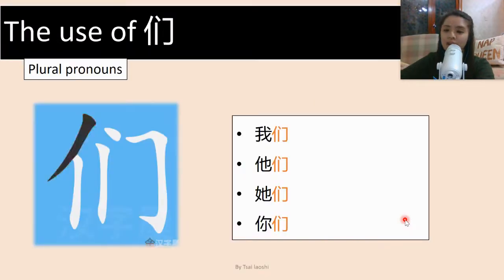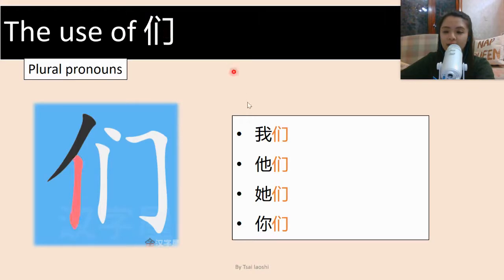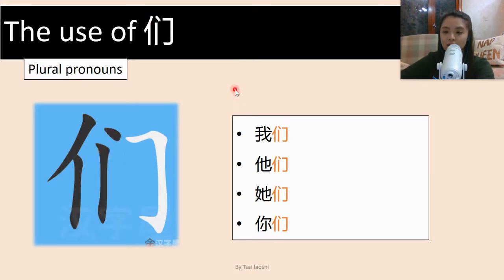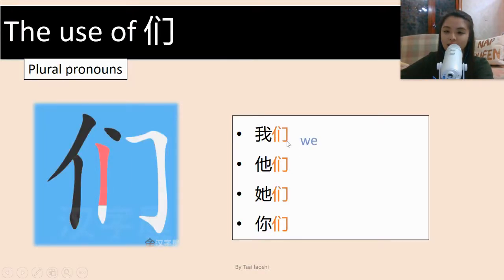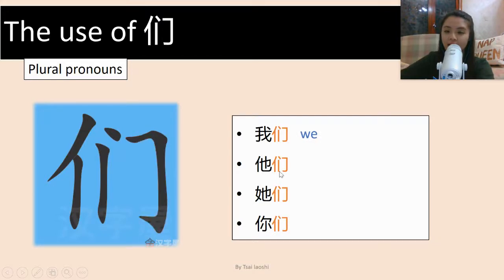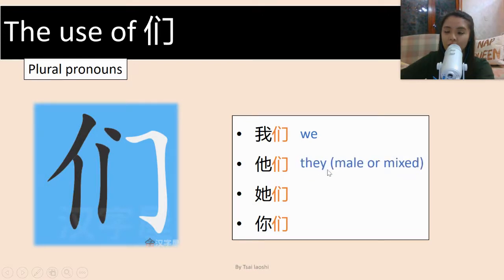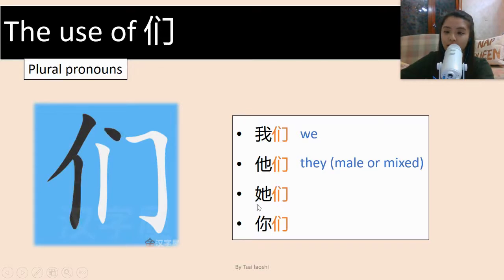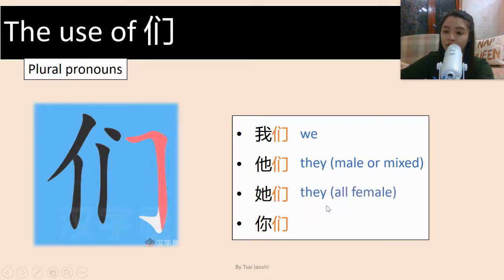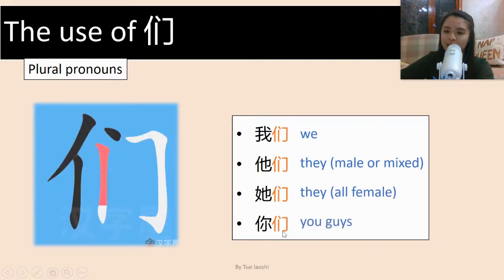Alright? Now let's talk about the use of 们. 们 is a plural pronoun. So if you use 们 after 你 or 我, it makes it into a plural. Okay? For example, if you say 我们, that means we. Okay? So if you say 他们, the 他 in male particle, that means they. Okay? With male or female mixed together. If you use 他们 with female particle, however, it means that they are all female. Okay? And if you say 你们, that means you guys.